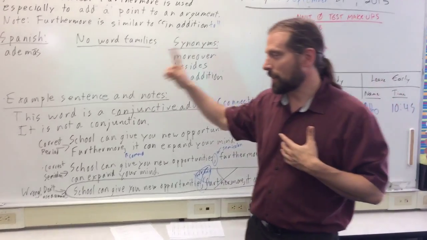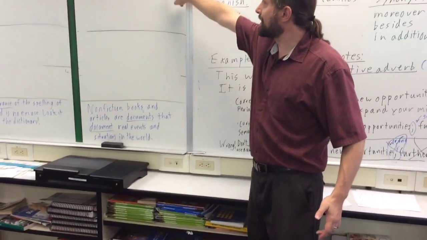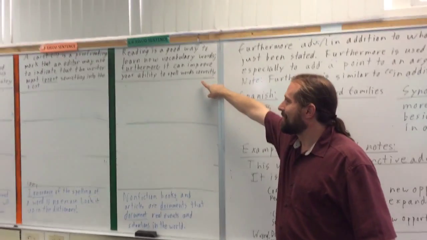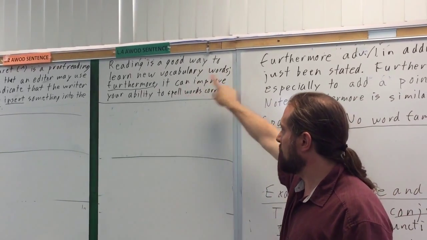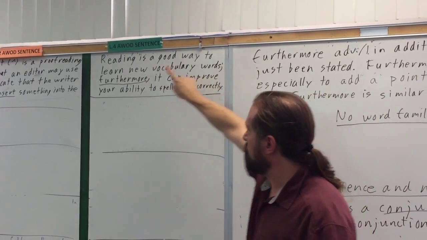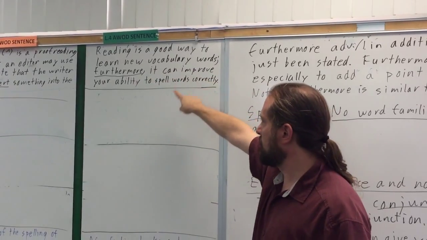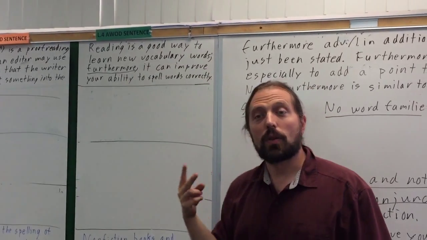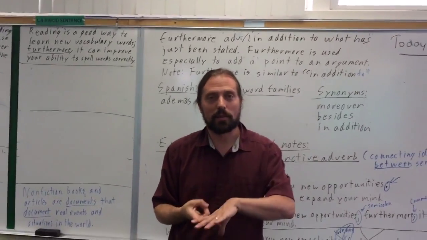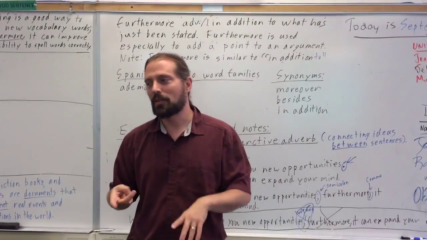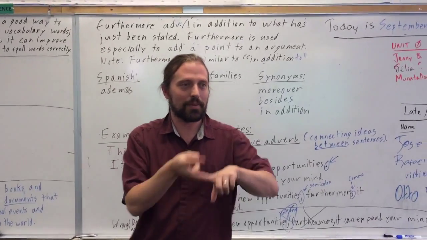We have another sentence here with furthermore, talking about reading. Reading is a good way to learn new vocabulary words; furthermore, comma, it can improve your ability to spell words correctly. Those are two arguments for why you should read. Furthermore is usually for arguments, when you're persuading somebody of something. You give one argument and then add a new argument after that.